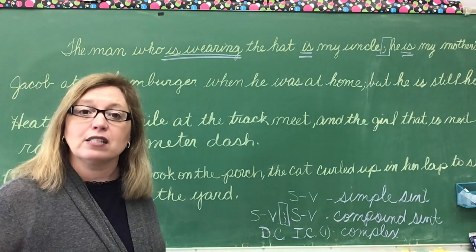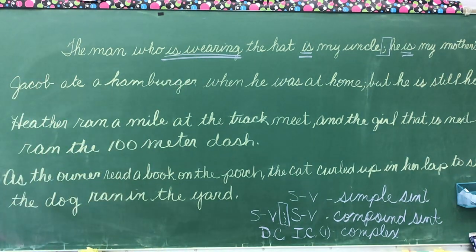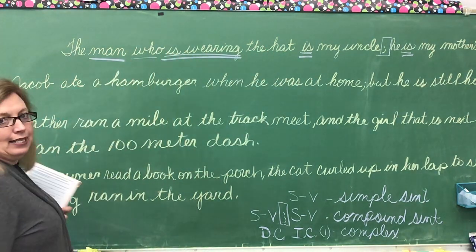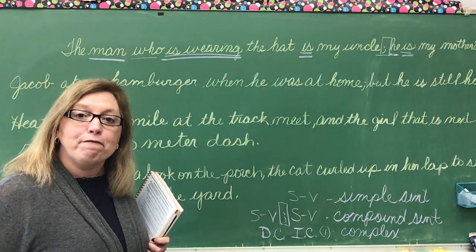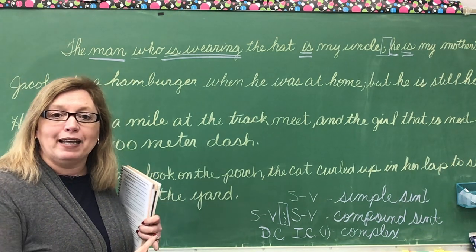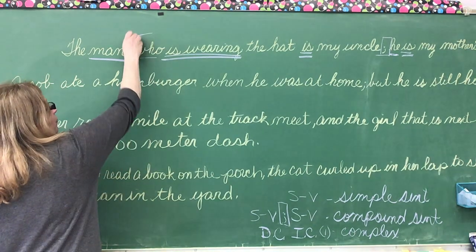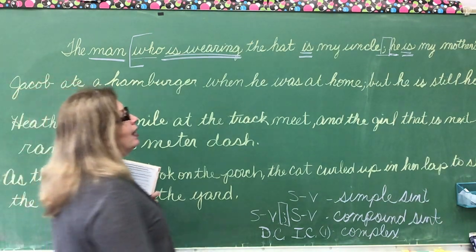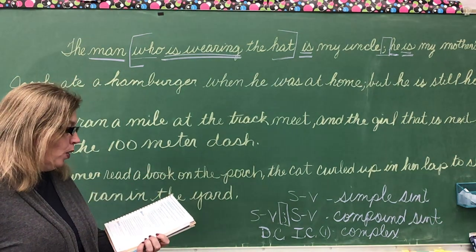Now let's go back and find the subject for each of those verbs. Who or what is wearing? Who is wearing? Who or what is? Man is. Who or what is here? He is. Now find your clause. Remember, it's going to begin with a relative pronoun or a subordinating conjunction. I see the word who. That's the beginning of my clause. So put a bracket. Who is wearing the hat? Now, there's my clause.